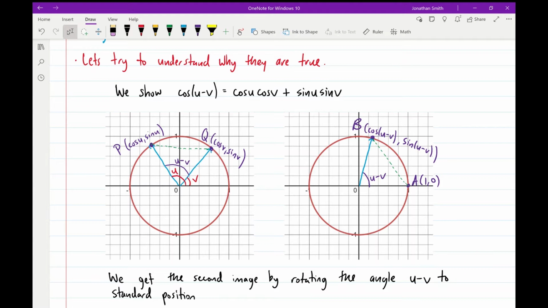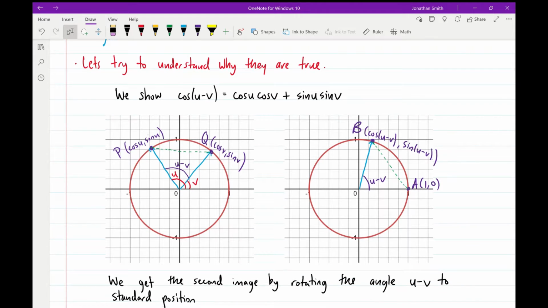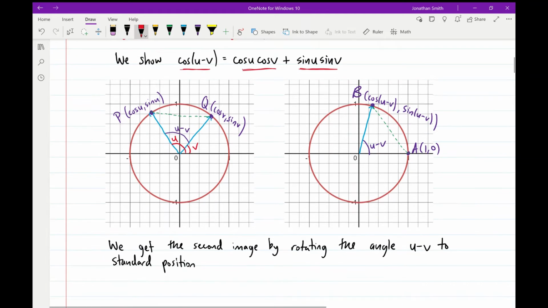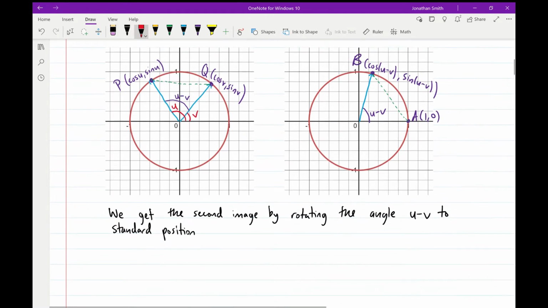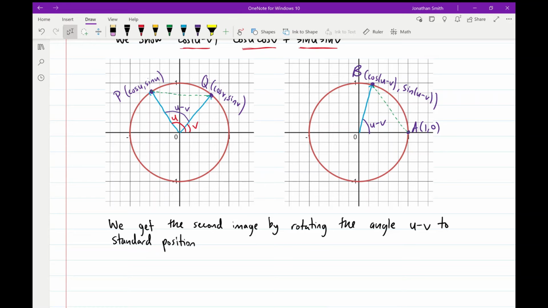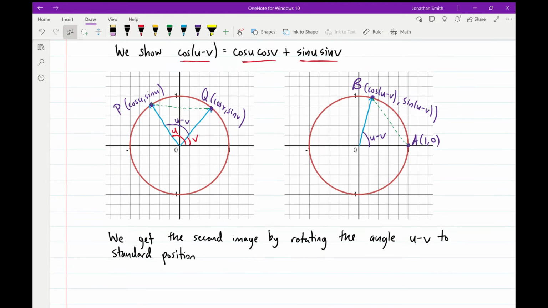We're going to start out by considering the difference identity, which is the second one inside of the box. This identity says that cosine of u minus v is equal to cosine u times cosine v plus sine u times sine v. Let's start off by drawing a picture of what's going on here. Inside of this left picture, I have two angles: the angle v, which is the smaller angle, and the angle u, which is the bigger one. And you also have the angle u minus v in between them.